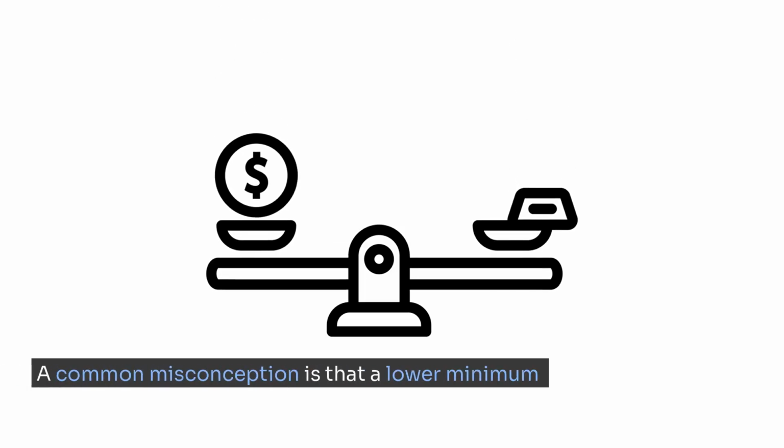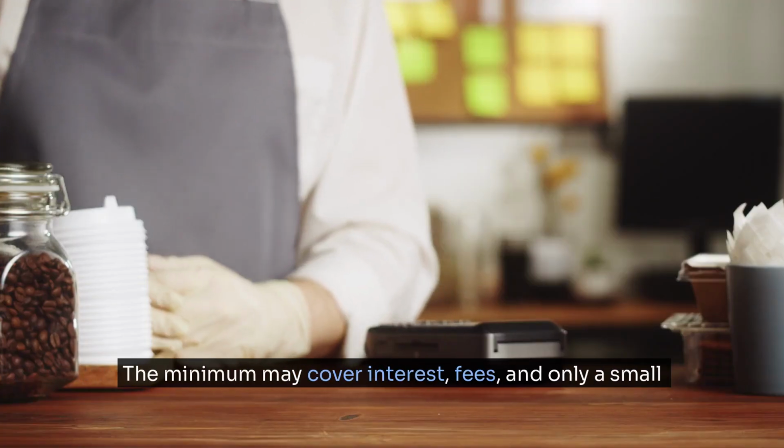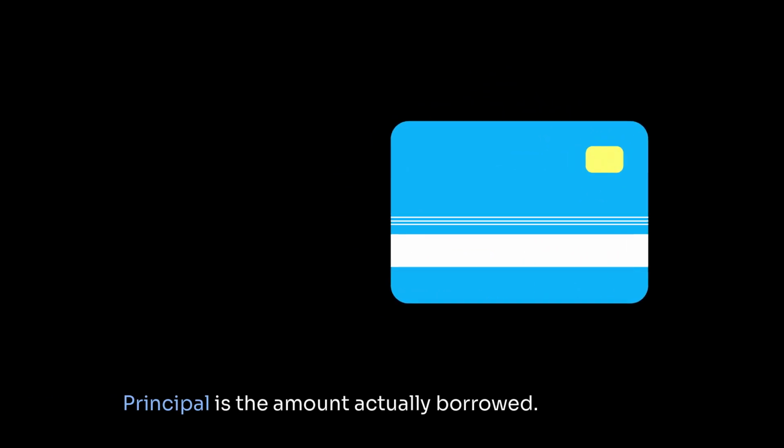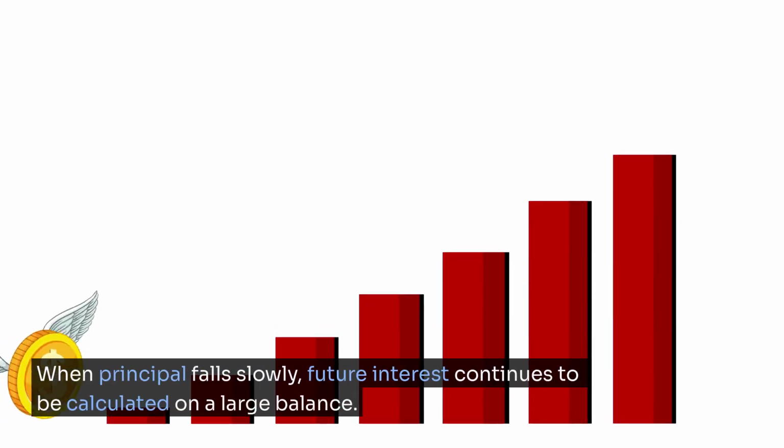A common misconception is that a lower minimum payment makes a balance affordable. The minimum may cover interest, fees, and only a small part of principal. Principal is the amount actually borrowed. When principal falls slowly, future interest continues to be calculated on a large balance.